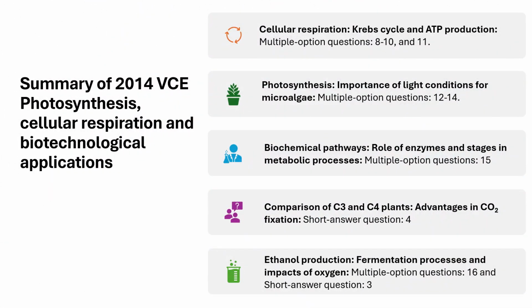The 2014 VCE exam's focus areas in photosynthesis, cellular respiration, and biotechnology are summarized on this slide. 5 key topics are highlighted: the Krebs cycle and ATP production in cellular respiration, the significance of light conditions for microalgae in photosynthesis, the role of enzymes in biochemical pathways, and the advantages of C3 versus C4 plants in CO2 fixation. Additionally, the slide identifies the question format, multiple choice or short answer, for each topic. This structured overview is crucial for students to grasp the exam's demands and prepare effectively for potential questions.